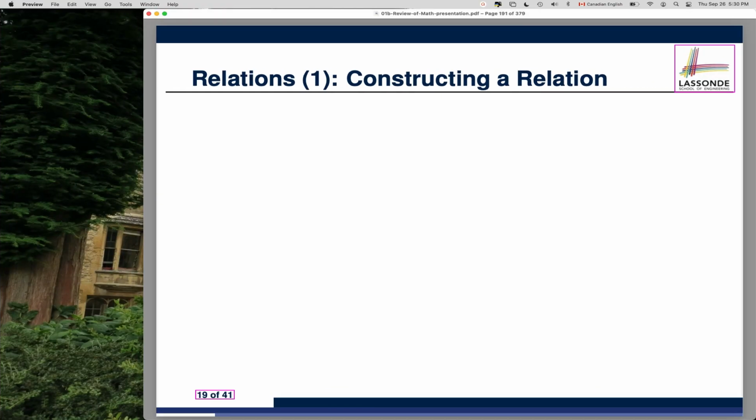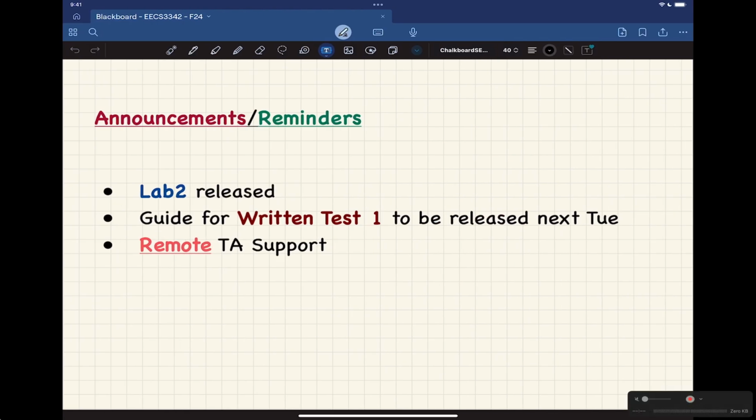Just a couple of quick reminders. Your lab number 2 has been released. It will be due not tomorrow, but next Friday. But just don't forget, after your lab number 2 is due, you actually got your programming test 1 coming up, right?